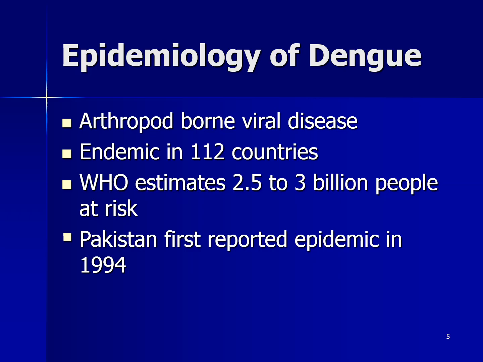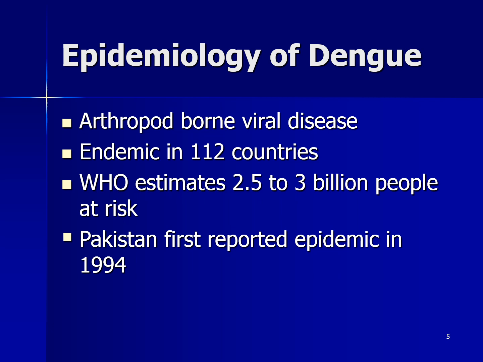The epidemiology of dengue, or the distribution and determinants of this disease, is that it is an arthropod-borne viral disease. The arboviruses are the arthropod-borne viruses, and there are certain viruses included in the list of arboviruses. This disease is endemic in more than 100 countries, and WHO estimates that nearly 40% of the world's population is at risk of getting dengue, or the epidemic of getting dengue.